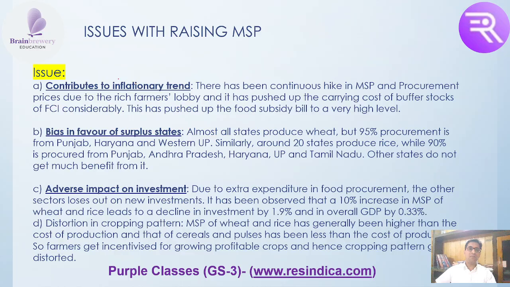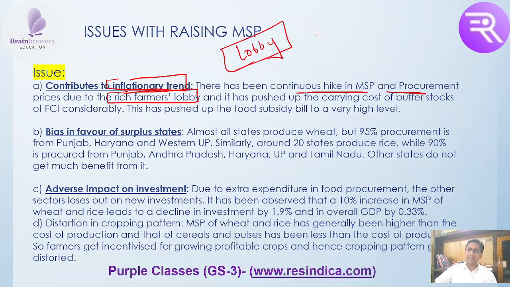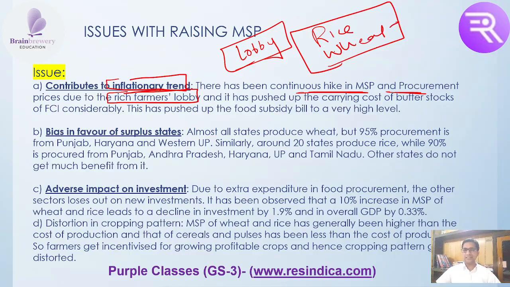Obviously it led to an inflationary trend. If you continuously hike the MSP and procurement prices, the rich farmers will lobby. Rich farmers say, sir, please increase the prices of rice only and wheat only. They have large fields, and if the government keeps increasing the MSP, automatically the prices will go very high, and there will be an inflationary trend. Because of that, food subsidy will go very, very high, and there is a bias in favor of surplus states.